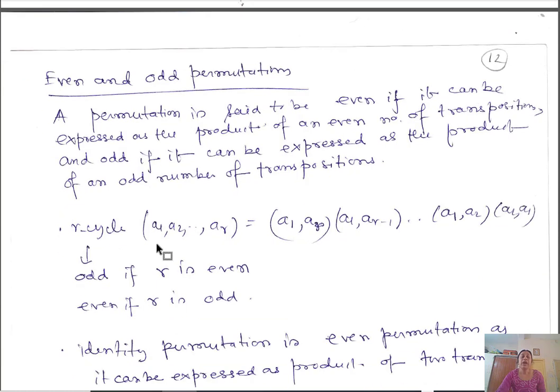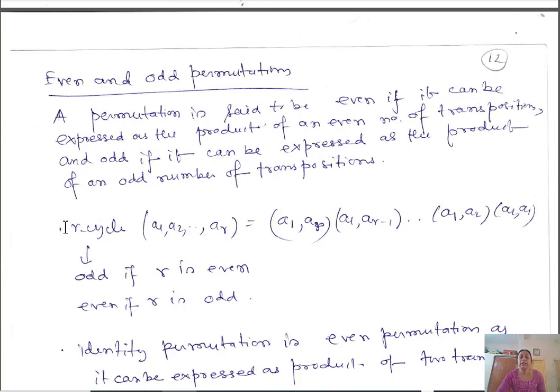So if you have an r-cycle (a1 a2 ... ar), and you decompose it into transpositions, it will be (a1 ar)(a1 a_{r-1}) ... (a1 a3)(a1 a2). You correct it: (a1 a3)(a1 a2). So how many transpositions do you have here? This is r minus 1. So an r-cycle gives r minus 1 transpositions.